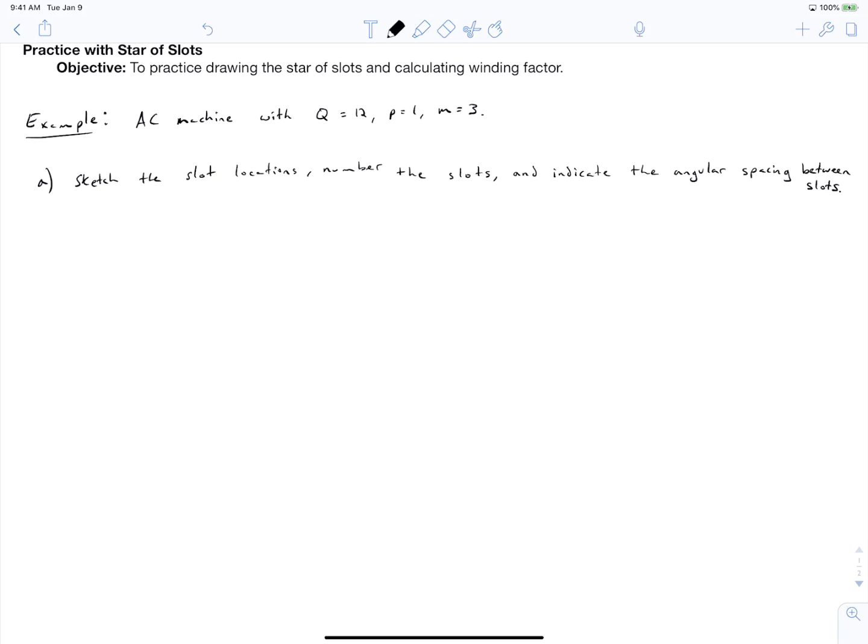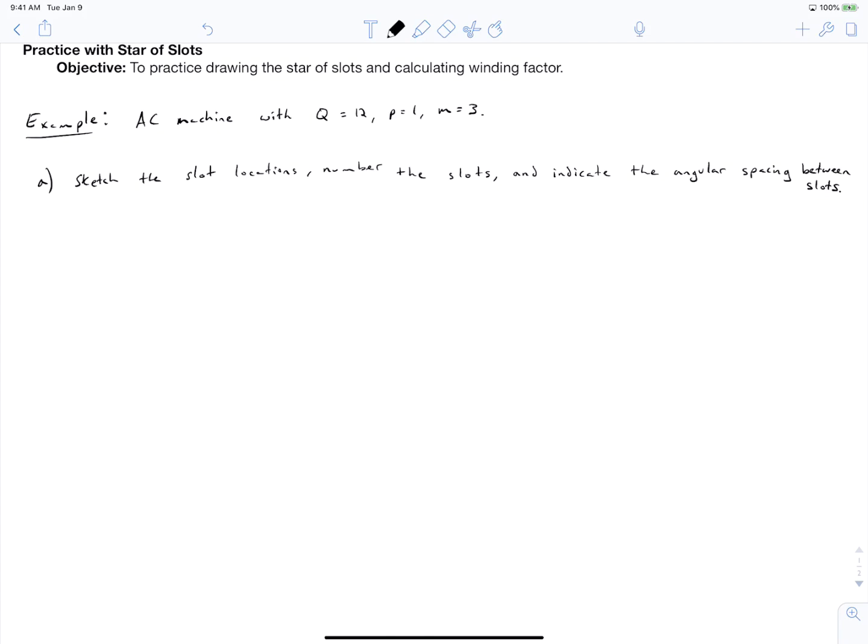The objective of this video is to practice drawing the star of slots and calculating winding factor. We're not going to be introducing any new theory in this video, rather we're going to work through an example to practice drawing the star of slots and to show you firsthand how you can calculate winding factor.